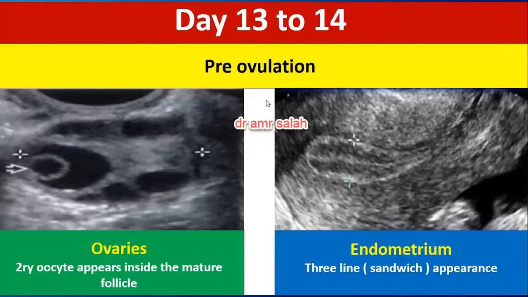This is the pre-ovulatory phase, when I see cyst within cyst, as in here. The secondary oocyte starts to appear inside the mature follicle, the dominant follicle. This corresponds to the endometrium forming the three-line appearance or the sandwich appearance.